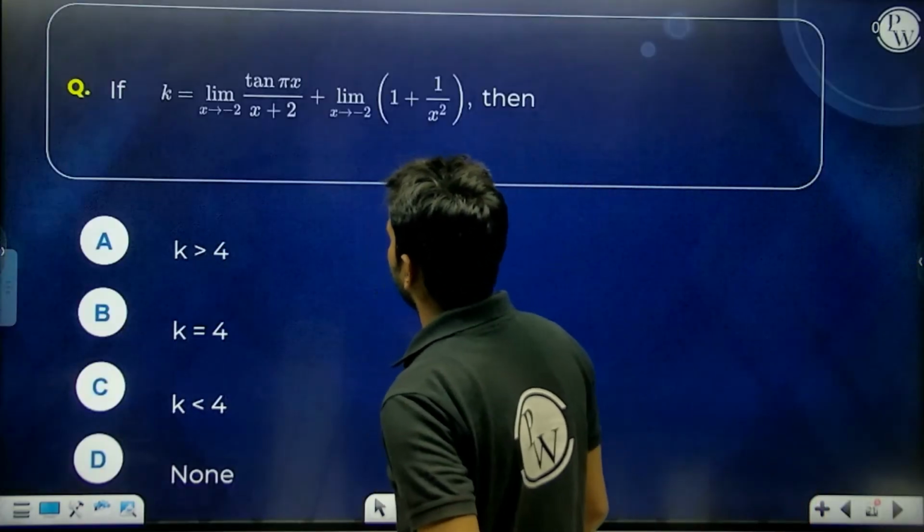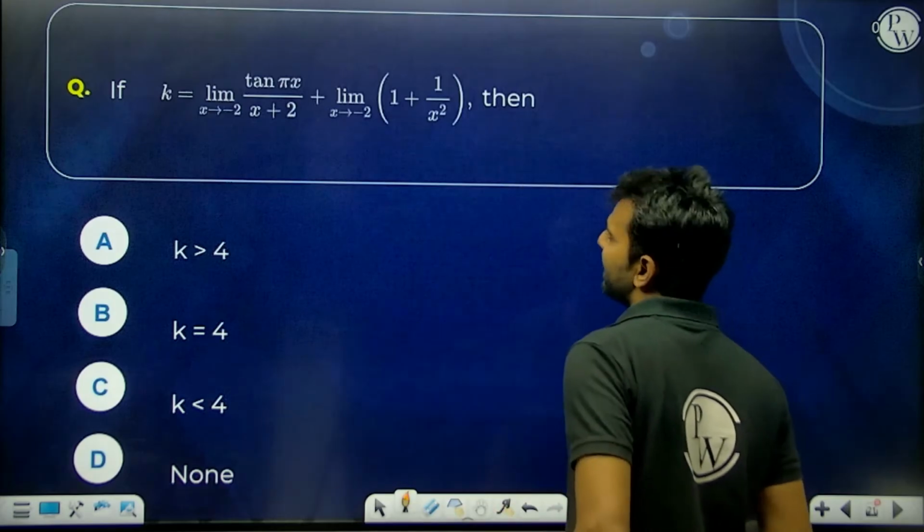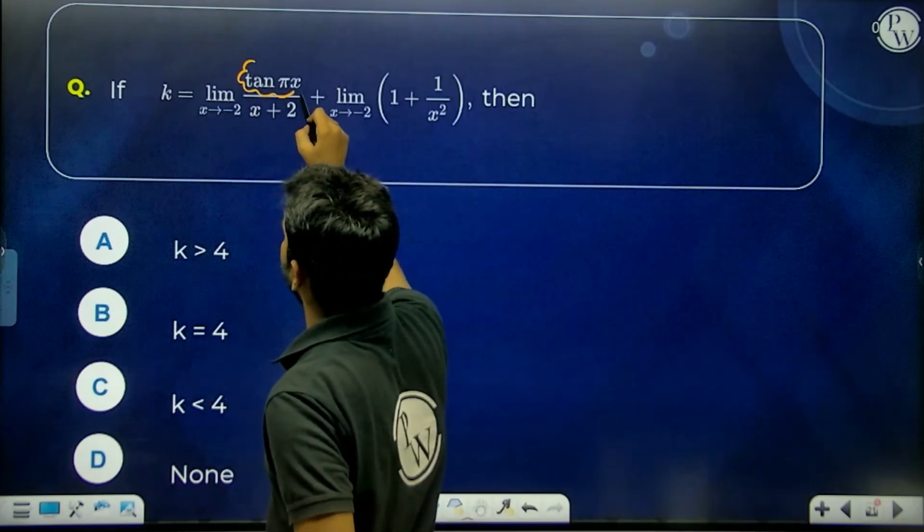Okay, if x is tending to minus 2, then over here we can see that this is tending to 0 over tending to 0.